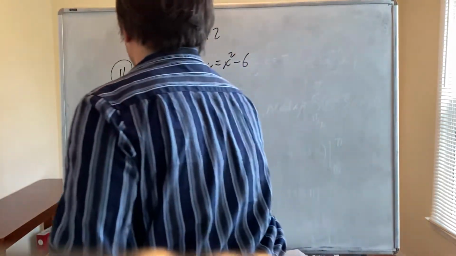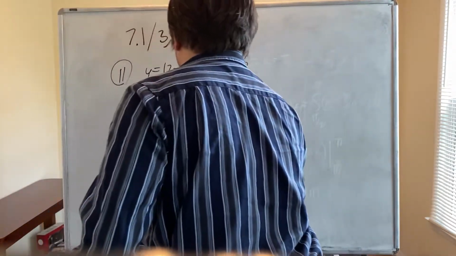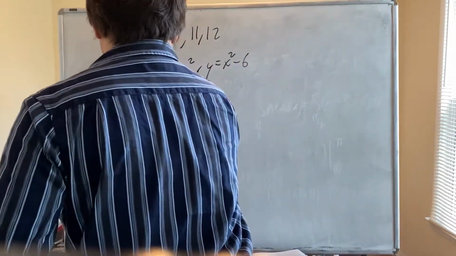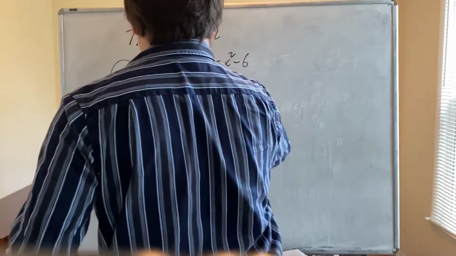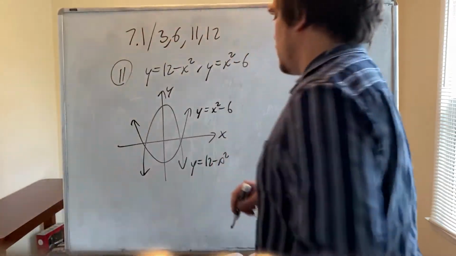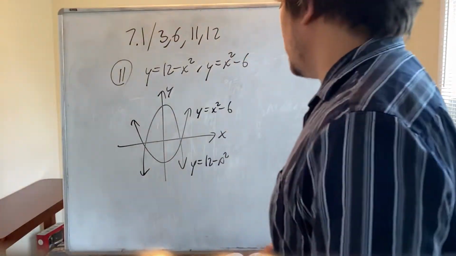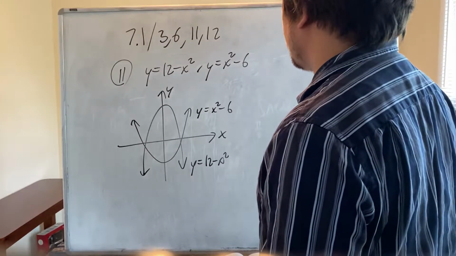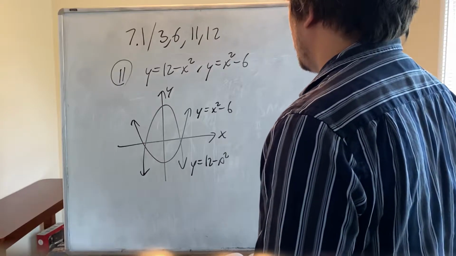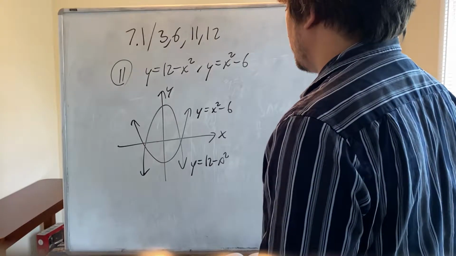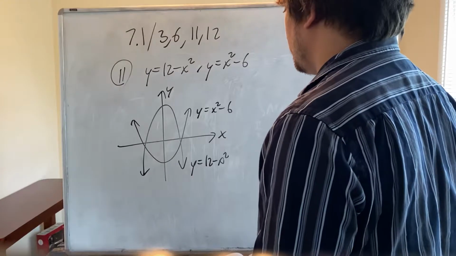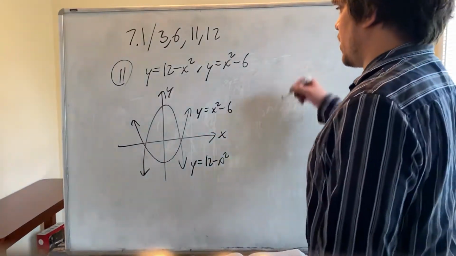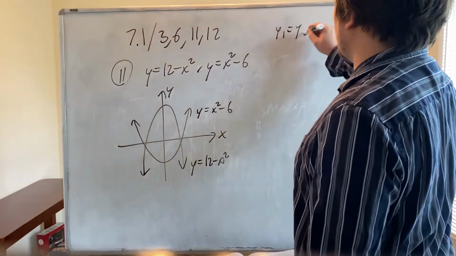So you have 12 minus x squared, which looks kind of like that. And you have x squared minus 6. That looks kind of like that. Okay, so then you have the area of the region between them. And so I want to know the intersection points of those two graphs. So I'm going to set the two y values equal to each other.